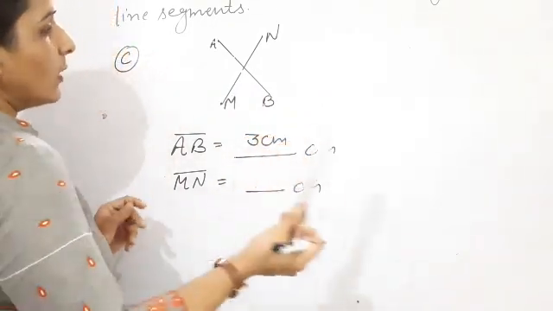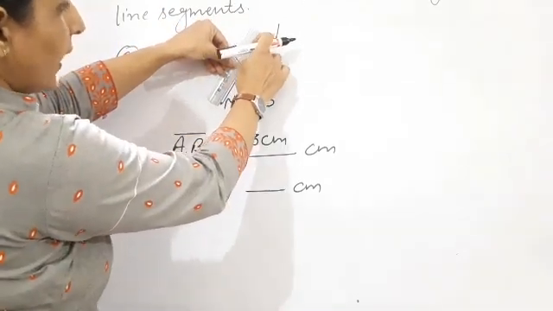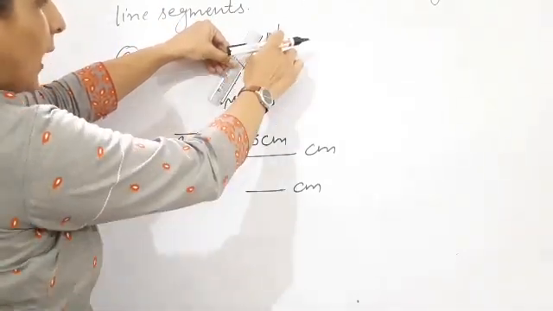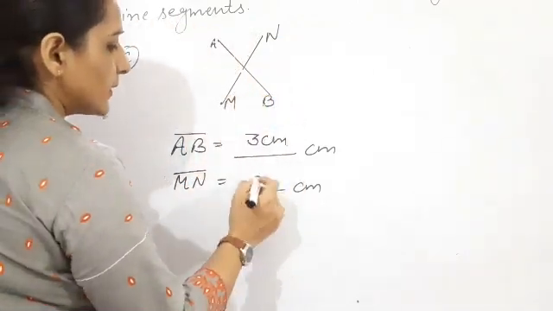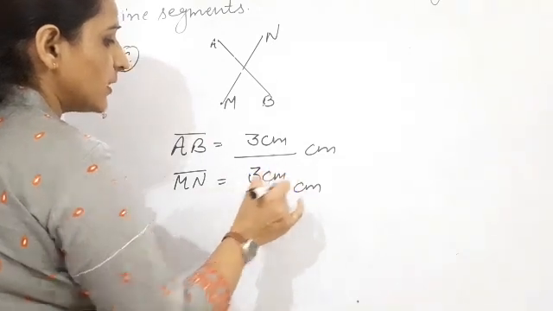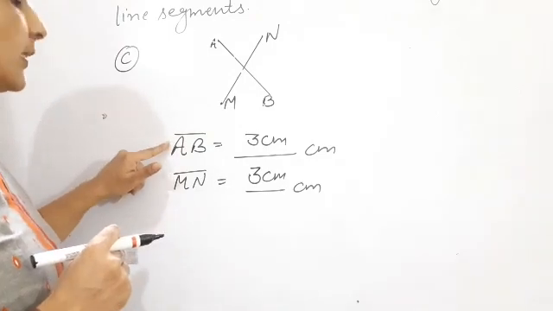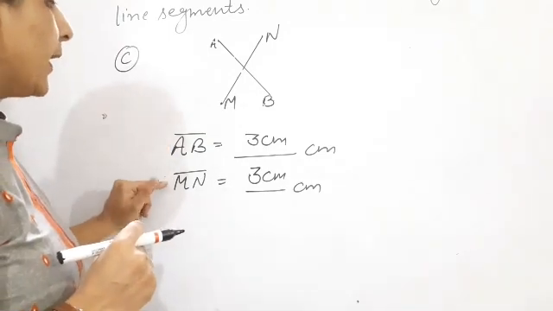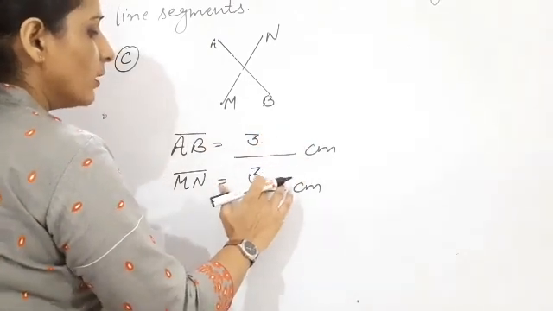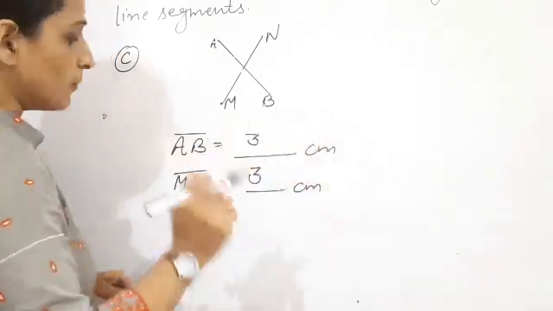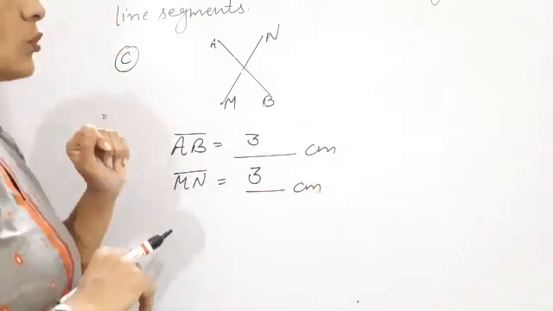Clear? When you measure MN, start from 0 and then start the counting. When you measure it, the actual length of MN is also 3 centimeter. In part C here, we measure the length of AB and MN. AB equal to 3 centimeter. Centimeter is also written already. So AB equals 3 centimeter and MN equals also 3 centimeter. That is your question number 2.